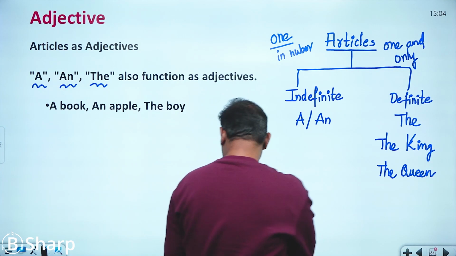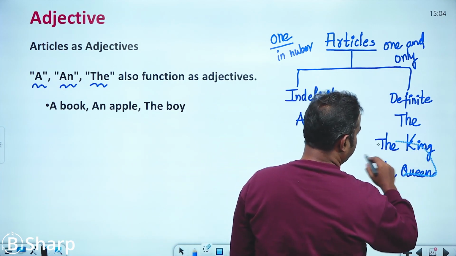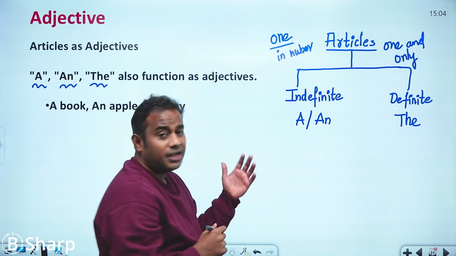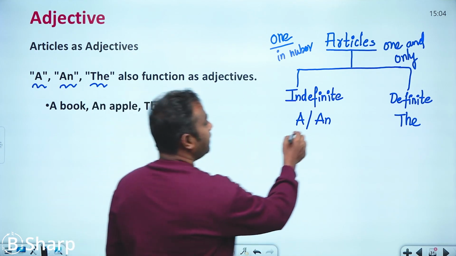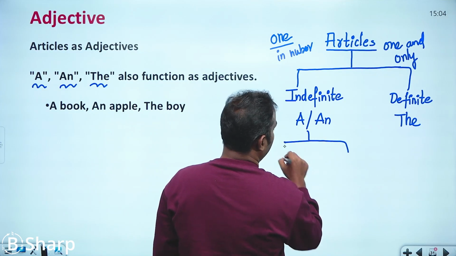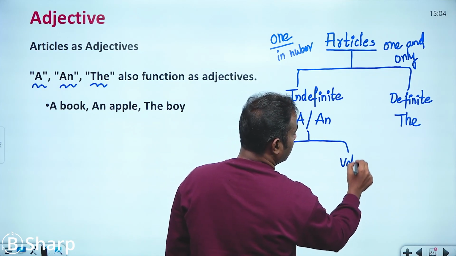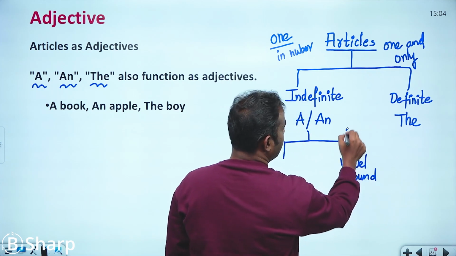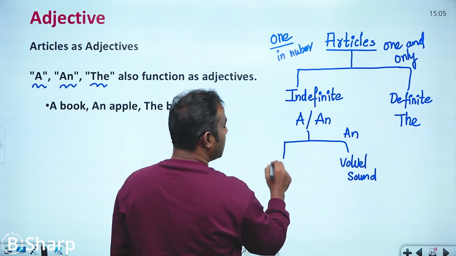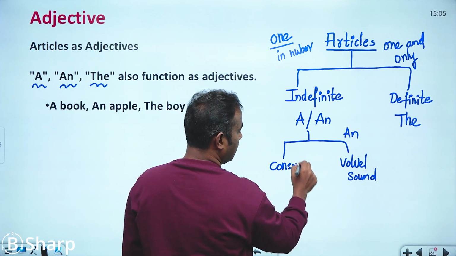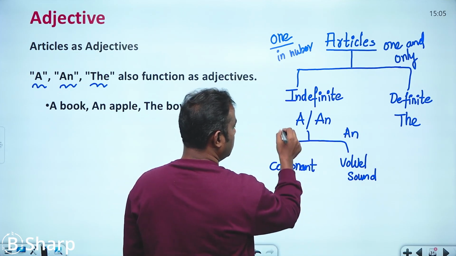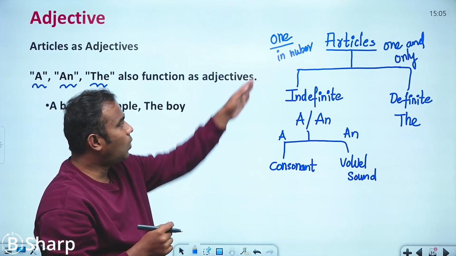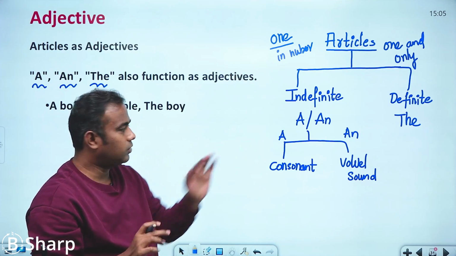Here, this is called a definite article, whereas indefinite article can be anything. In indefinite article, generally if the word starts with a vowel sound, we use an. If it starts with a consonant sound, we use a. That's the difference. But both convey that we are talking about that respective person, one in that respective number and one and only. So there is no difference here.